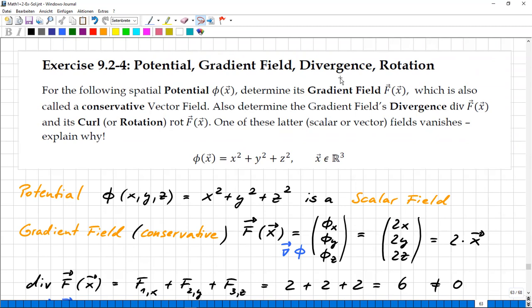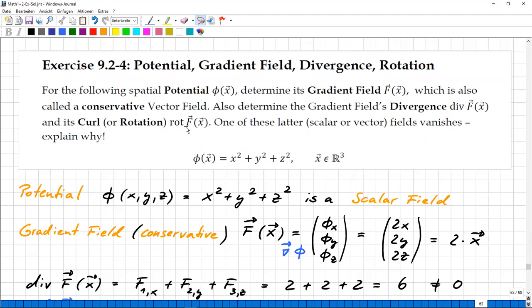So this is something where you can really easily hold them apart, but also you can combine these operations, and then it gets interesting. Okay, so we want to know the divergence also, and the curl, or let's say rotation, because rot is the short symbol for doing so, of this vector field. And one of these, either divergence or rotation, turns out to be 0. So it vanishes everywhere in space. And we want to understand why.